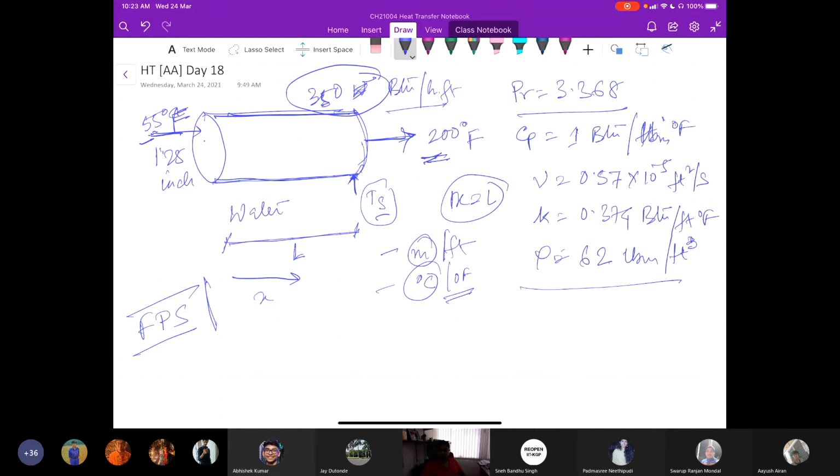So what are these values, and how do we calculate? Sir, we need velocity also, right? The velocity, obviously. So the mass flow rate is 4 pound mass per second. Absolutely.